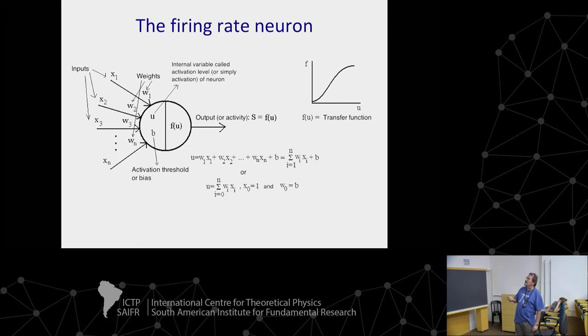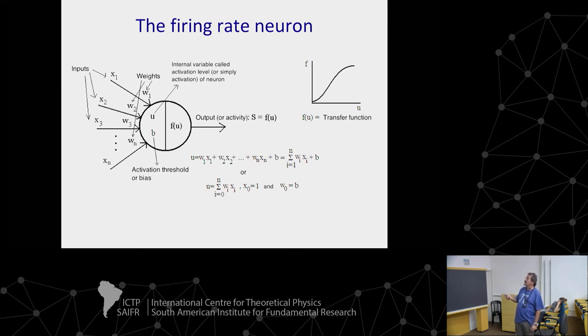Based on the weights and the inputs, the neuron calculates this internal variable, which is called the activation level, or simply activation. It is given by just the product of the weight times the input, summed over all the inputs. And sometimes you add a bias term, which is a kind of threshold level for the activation. So this generates the U variable, which is an internal variable. And then based on that, you calculate the output of the neuron, which would represent the firing rate of the neuron. So the firing rate would be just a function of the activation of the neuron, S equal to F of U.